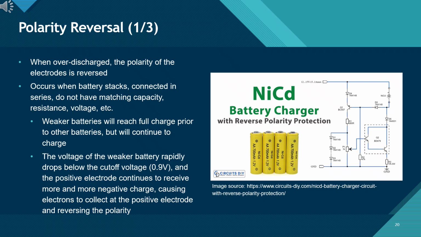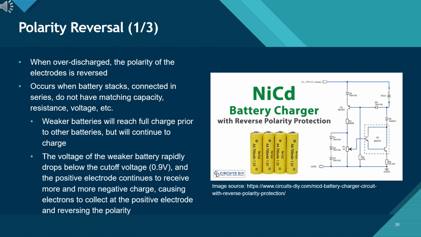Now let's talk about a very dangerous condition in NICD batteries, polarity reversal. This happens when a battery is overdischarged, meaning we keep pulling current from it even after it's already empty. In a battery stack where cells are connected in series, this usually happens because not all cells are identical. Some cells may have slightly lower capacity, higher resistance, or a weaker voltage than others.